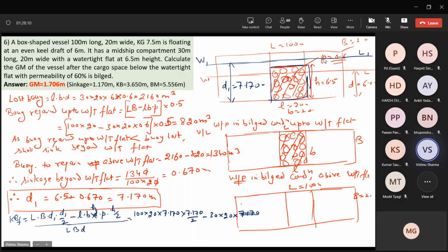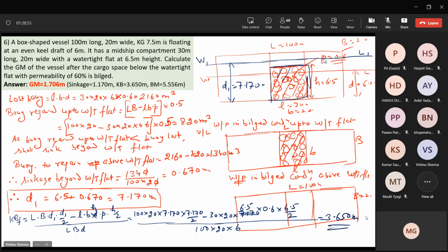You should have corrected me. 6.5 into permeability of 0.6 into H by 2, that is 6.5 by 2. Am I right, guys? This is the underwater volume. The blue box volume is how much? LBH into P. Yes or no? Correct? Please correct me if I'm wrong. Divided by volume of displacement, 100 into 20 into 6.